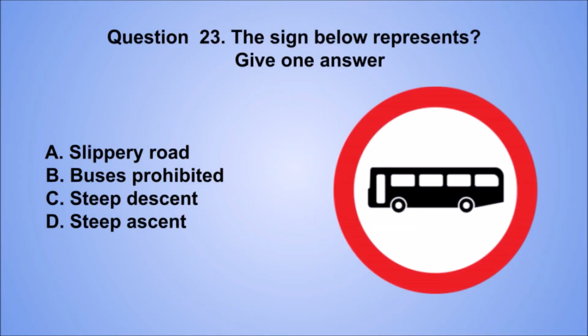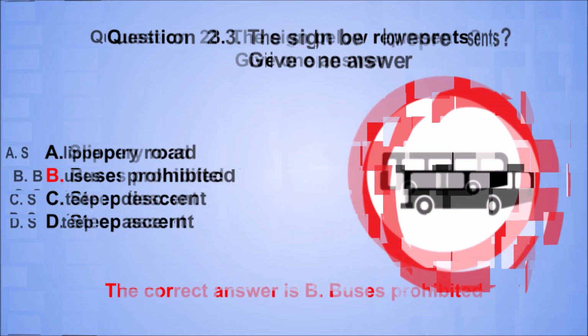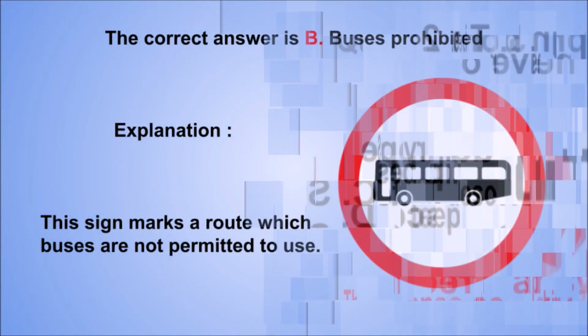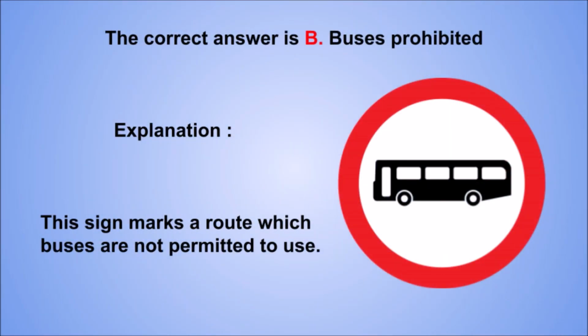Question 23. The sign below represents, give one answer. A. Slippery road. B. Buses prohibited. C. Steep descent. D. Steep ascent. The correct answer is B. Buses prohibited. Explanation. This sign marks a route which buses are not permitted to use.